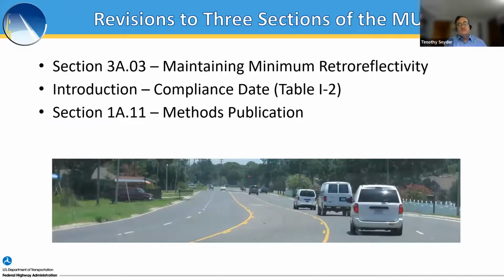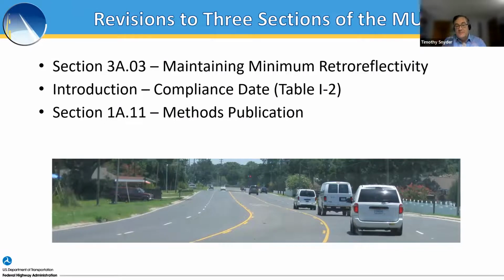All right, so getting to the revisions, pretty straightforward. There are 3 sections to revise in the MUTCD. The bulk of the revisions are in section 3A.03, and I'll go over those in detail later on in this presentation. Also, in the introduction, we added a new compliance date in table 1.2.